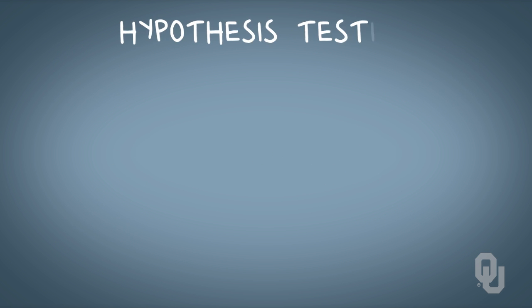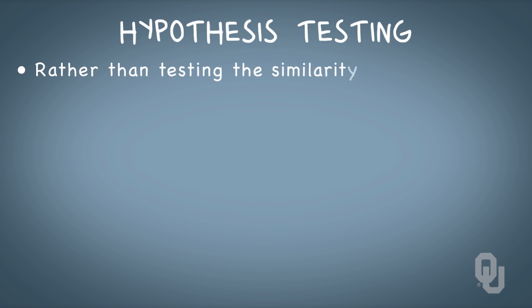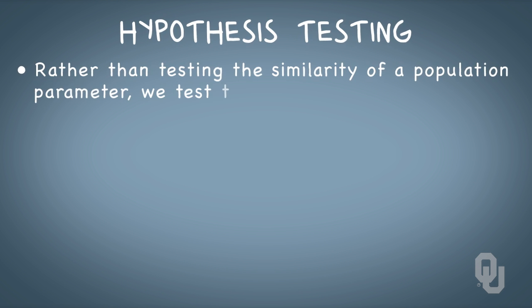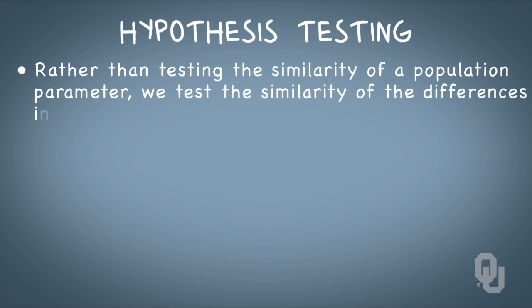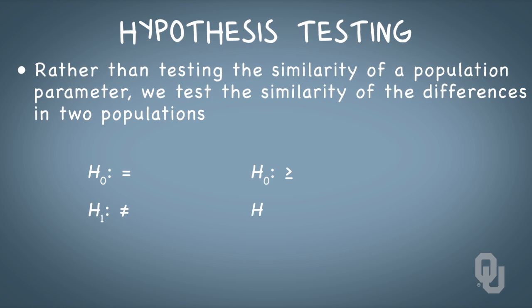With hypothesis testing, the same general approach holds. Rather than testing the similarity of a population parameter to some hypothesized value, we test the similarity of differences in two populations to some hypothesized value. The same three possible sets of hypotheses still exist. We could have strict equality in H0 and strict inequality in H1. We could have greater than or equal to in H0 with strictly less than in H1. Or we could have less than or equal to in H0 with strictly greater than in H1.